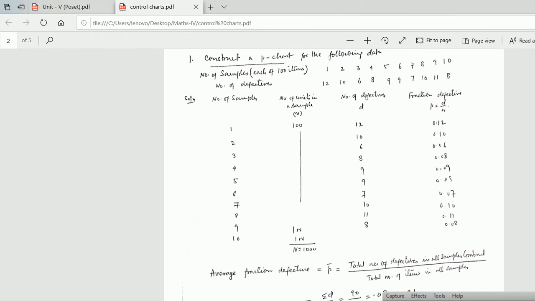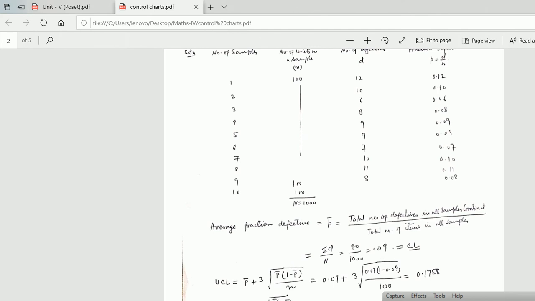Fraction defective, that is p equals D by n. D by n, this is 0.10. Just divide D by 100. Units in the sample is 100 for all, so all of these will be divided by 100.